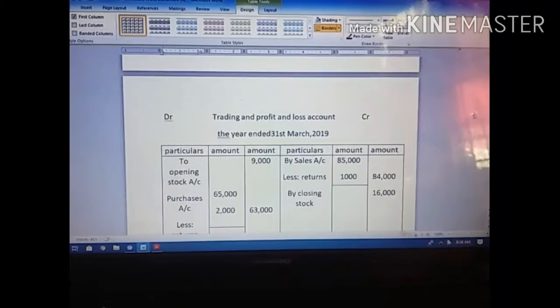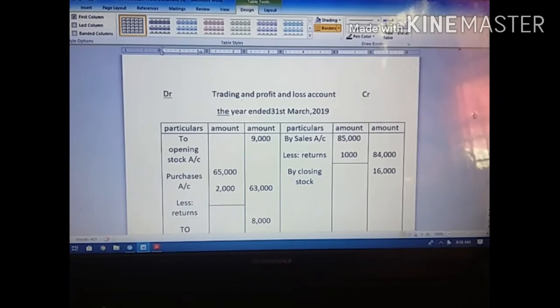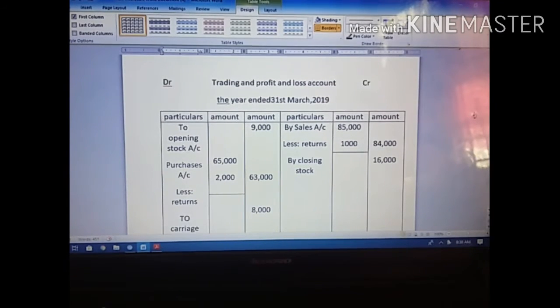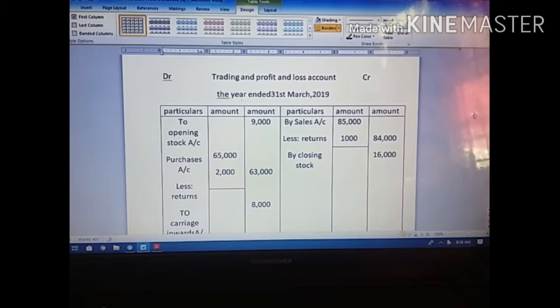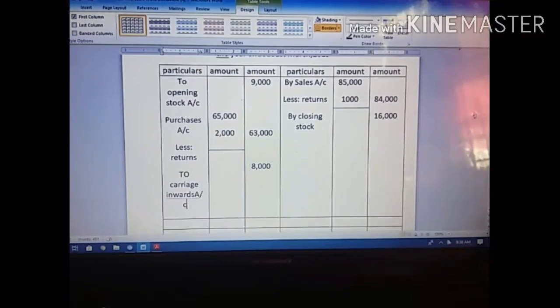9,000 is there. So 63 plus 8, 71 plus 9, 80. So 80, 1 lakh minus 80, we will get 20,000. So 20,000 is the gross profit. So what is the amount of gross profit?